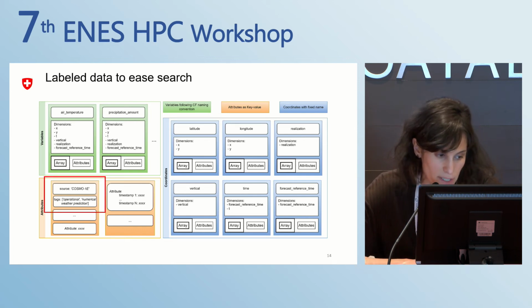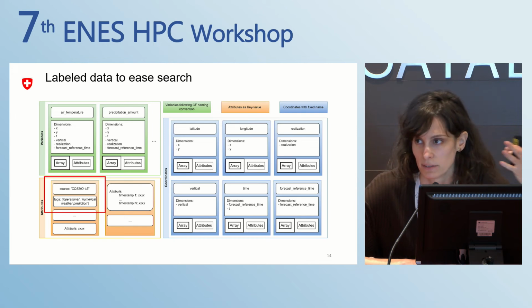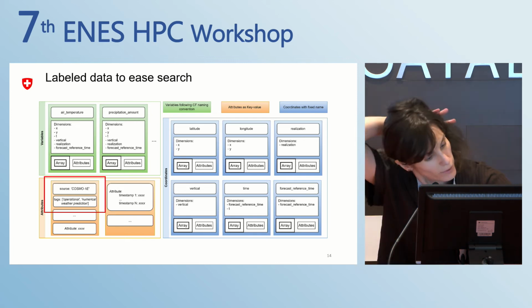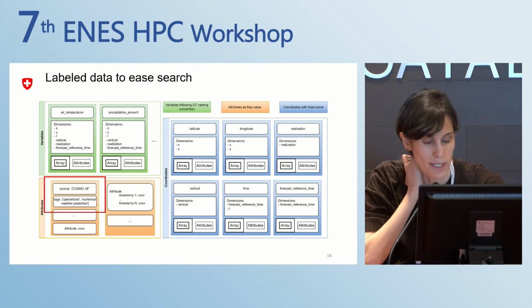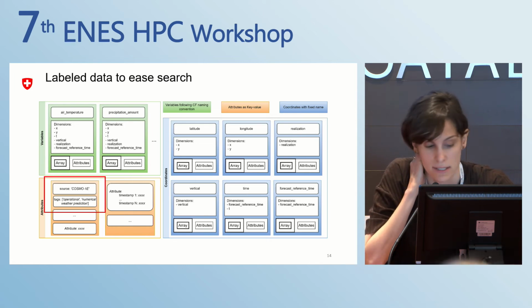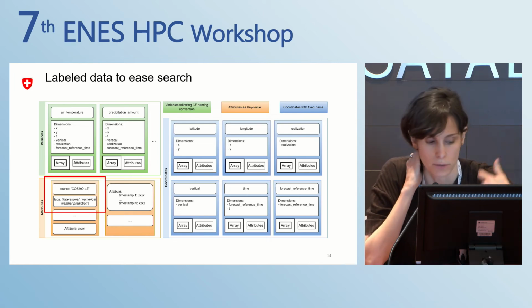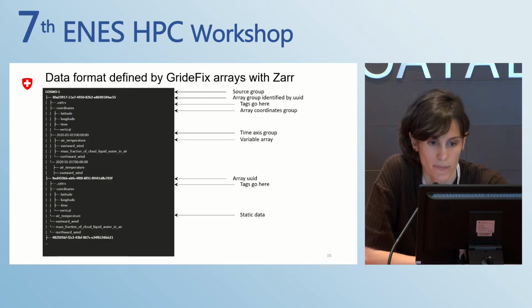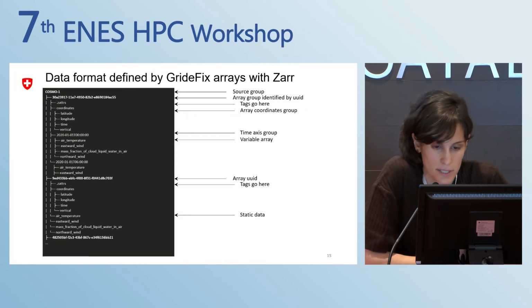What we enforce is to have two kinds of attributes for this data set. So the data set is a set of variables with common coordinates. And these attributes that we enforce to have are the source, where the data comes from, and some tags. So we label the data sets so that we can then access them and refer to them when we want to use them. From the data format, this looks as follows.